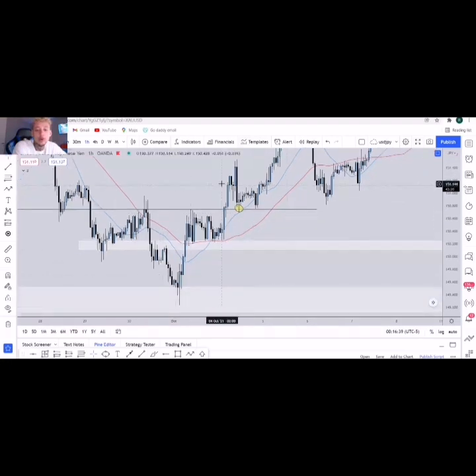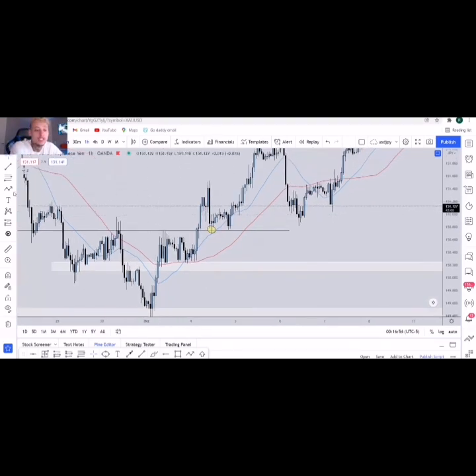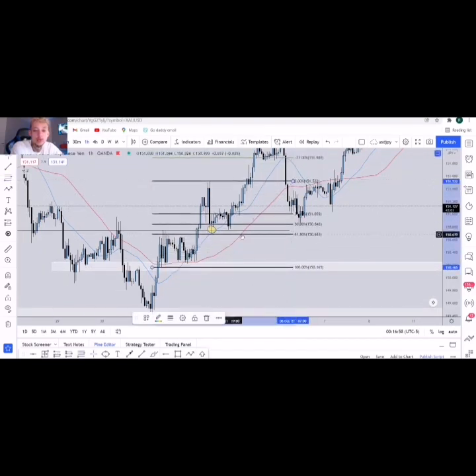So we have a break of structure. 1, we have a 3-leg extension. 2, we have the blue over red moving averages. 3, all we're looking for now is pretty much an entry signal. 4, we also have the 618 rejection on the Fibonacci retracement tool, right?